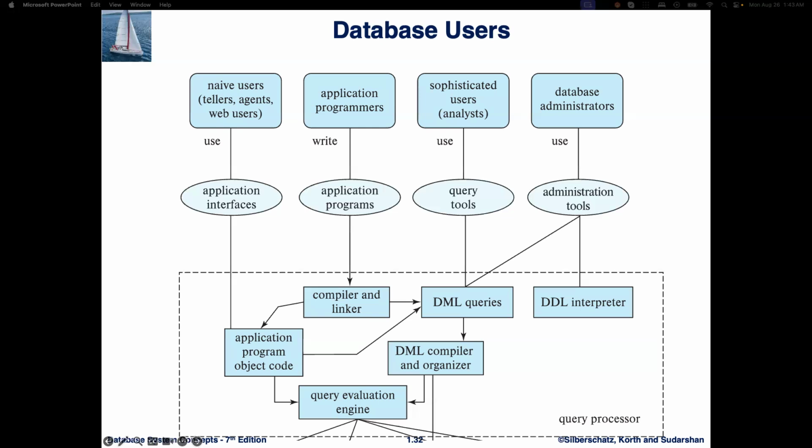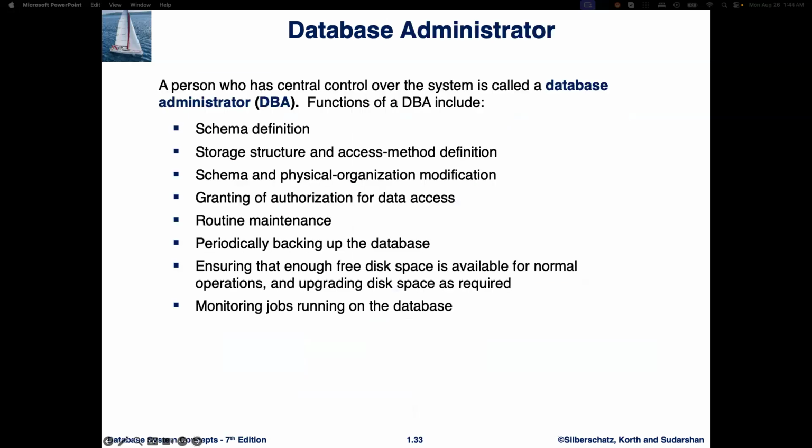Components of the query processor. The compiler and linker converts the application program code into executable form that can interact with the database. The DML compiler and organizer translates DML queries into low-level instructions, optimizing query execution for efficient data retrieval and updates. The query evaluation engine executes the instructions generated by the DML compiler, performing the necessary operations on the data. And finally, the DDL interpreter processes the data definition language, or DDL, statements to define or modify the database schema, storing these definitions in the data dictionary.